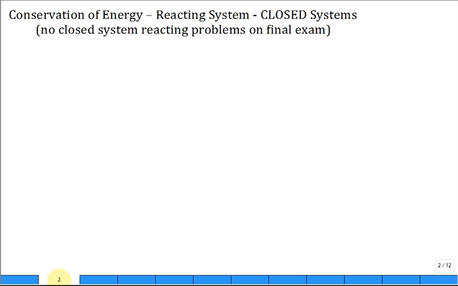One thing is you can do combustion for a closed system. Let's just focus on open system combustion. Okay? So no problems on the final exam will deal with reacting systems in closed systems. Right? So it's all just open system analysis.